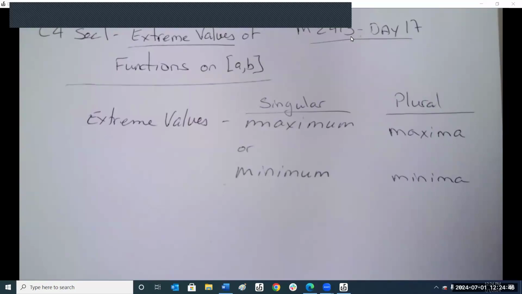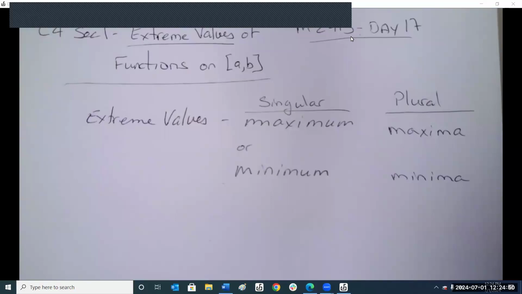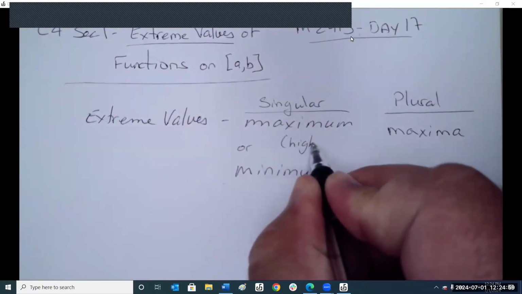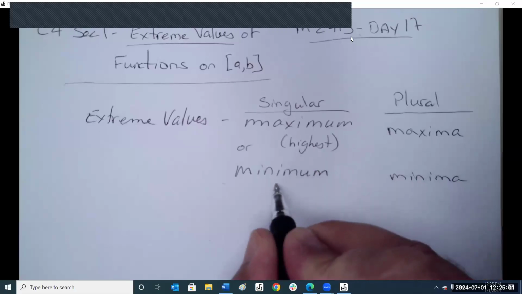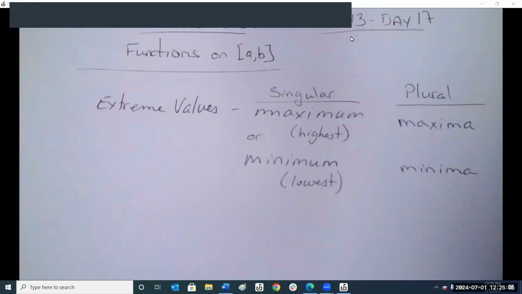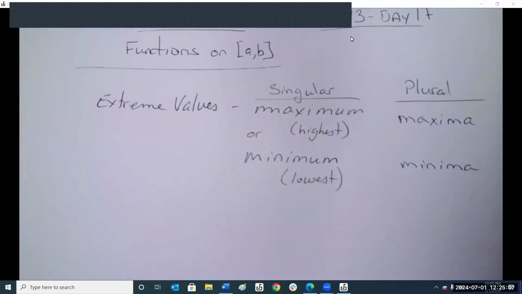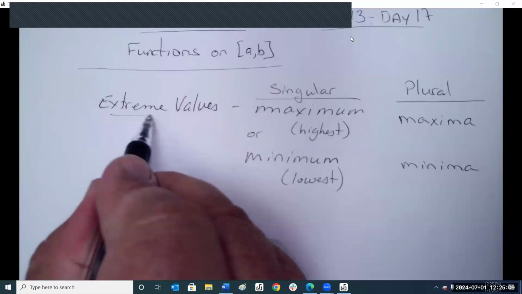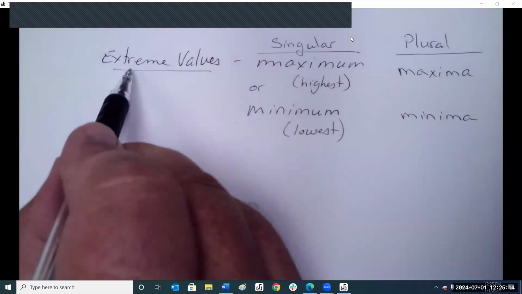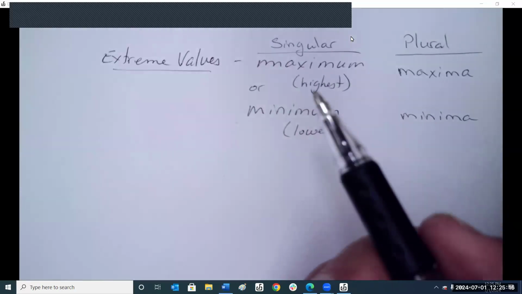So which one's which? We're talking about high and low points here. Which one's high, which one's low? Yes. Maximum is the highest point, and the minimum is the lowest point. And we call those extreme values.